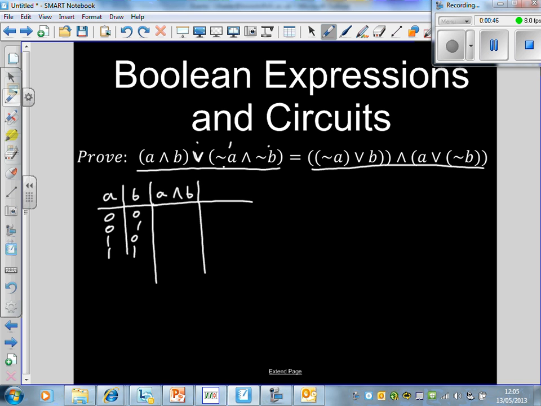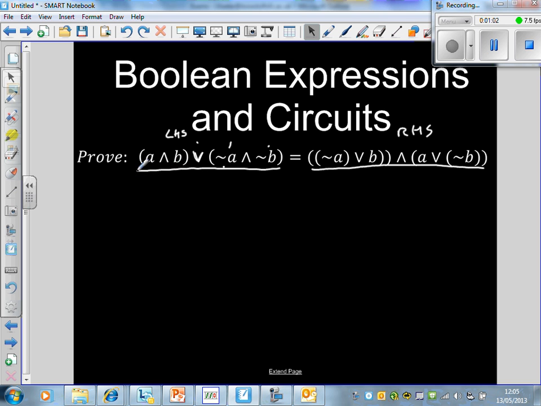This is going to be quite a lot of work to prove using the truth table that the left-hand side here is equivalent to the right-hand side. That's quite a lot of work. Luckily, our rules of Boolean algebra mean that we don't necessarily have to do a truth table each time to prove that the left-hand side is equal to the right-hand side. We just have to be really pedantic with the way we do this algebra.